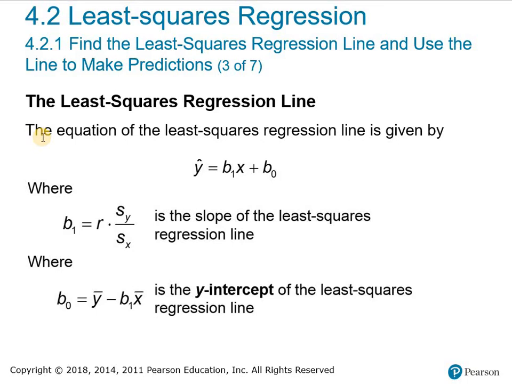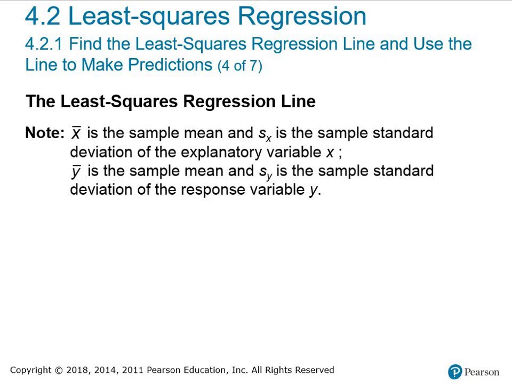b1 is r times s sub y divided by s sub x, which is the slope of the least square regression line, and b naught, which is the y-intercept, is computed using y bar minus b1 times x bar. X bar is the sample mean and S sub x is the sample standard deviation of the explanatory variable x. Y bar is the sample mean and S sub y is the sample standard deviation of the response variable y.